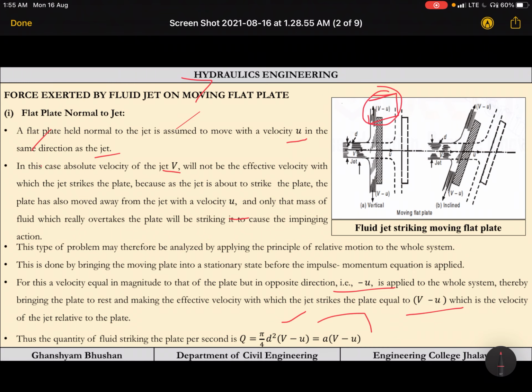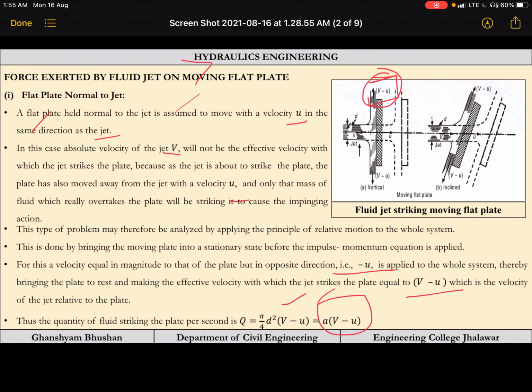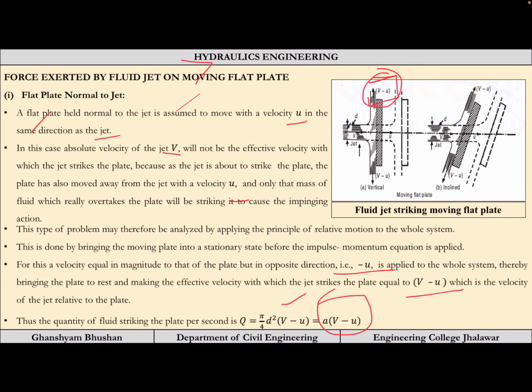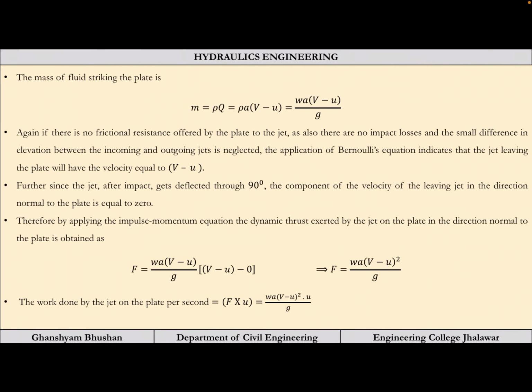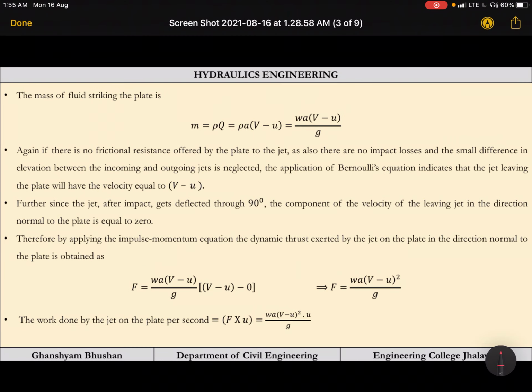So small a into (V minus u) is the discharge which is striking the plate. Everything will come into the picture in terms of effective velocity now. The mass of fluid striking the plate will be rho into Q, so that is w times a into (V minus u) by g. Again, there is no frictional resistance offered by the plate to the jet. We are assuming this throughout this chapter. There are no impact losses, and the small difference in elevation between the incoming and outgoing jet is neglected.